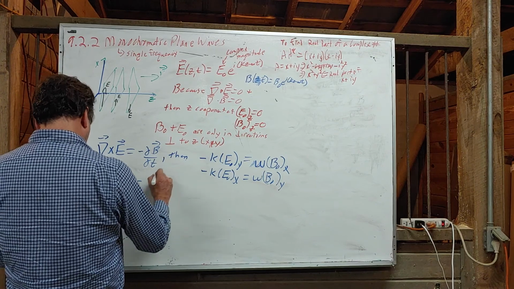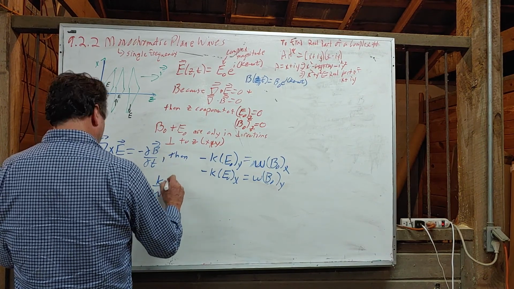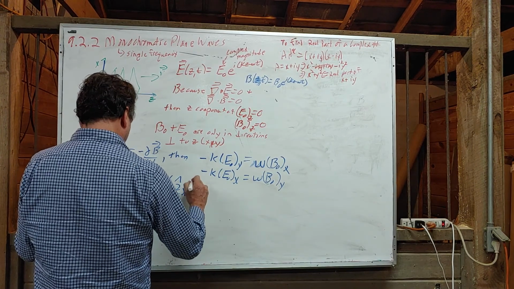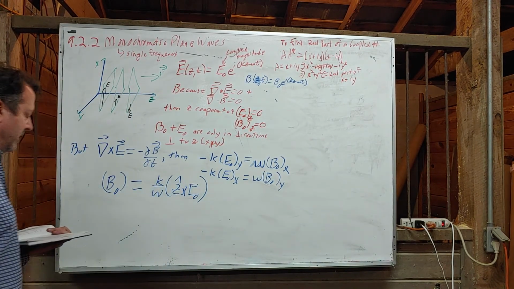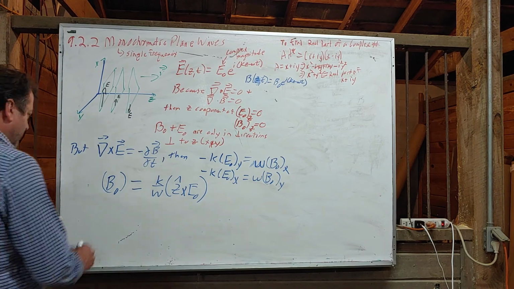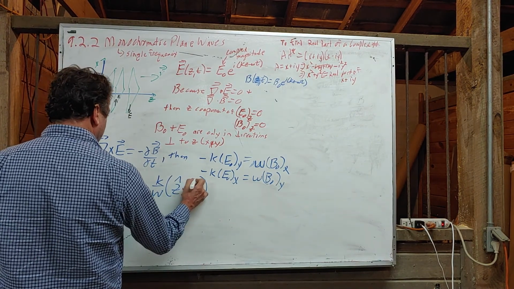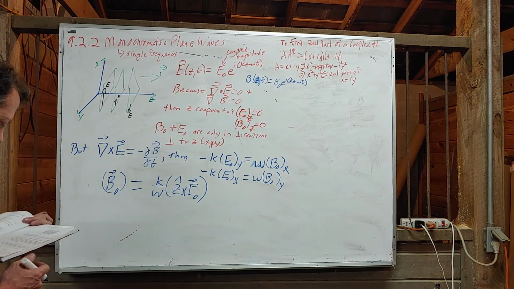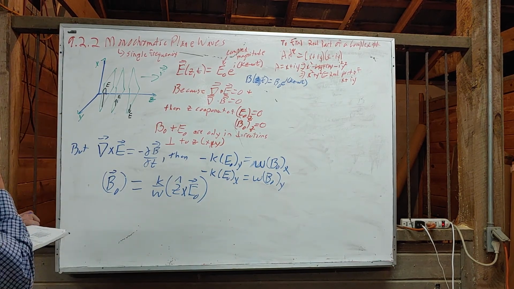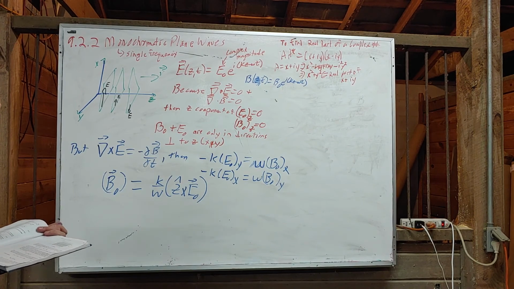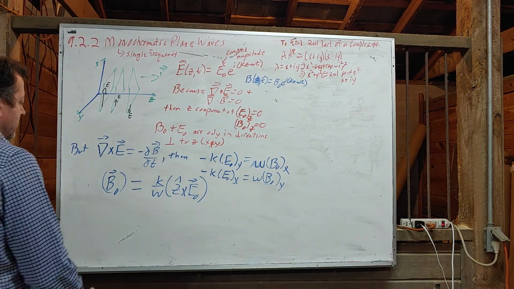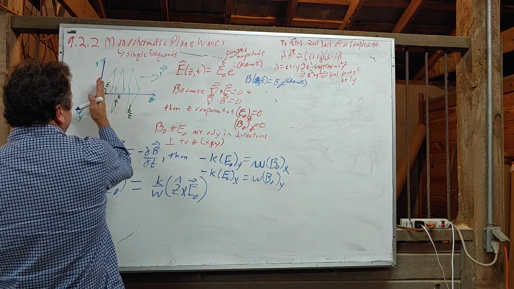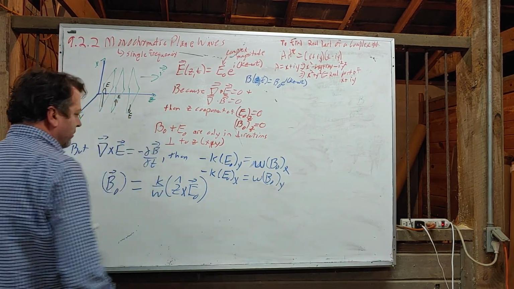B naught value is just going to be equal to k omega z hat cross B naught. So what does that say? Now, they're really vectors because they're taken into account here. I didn't write them as such. It's a complex magnitude of it. But basically what it's saying is that you take the direction of motion, you cross it with the direction of the electric field, you're going to get the magnetic field.